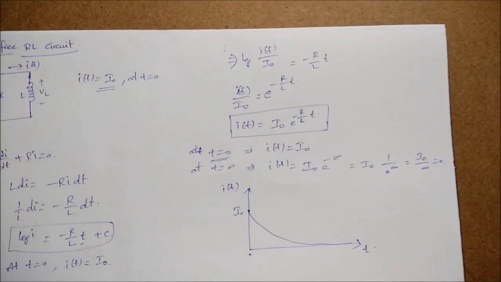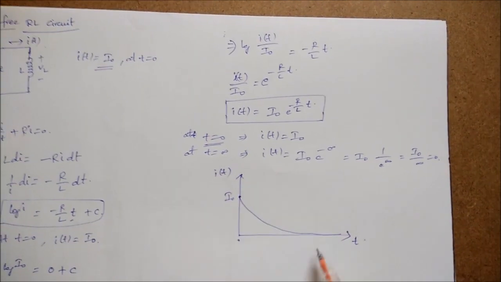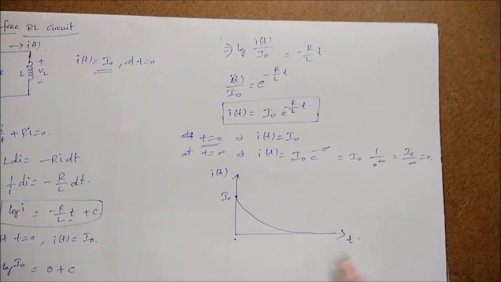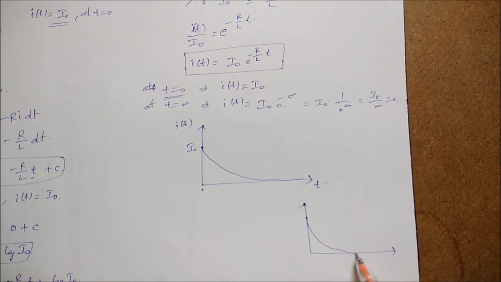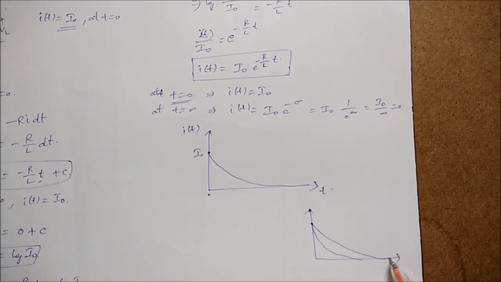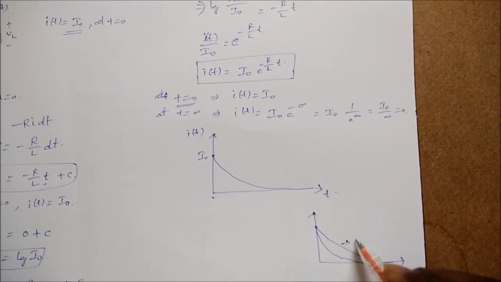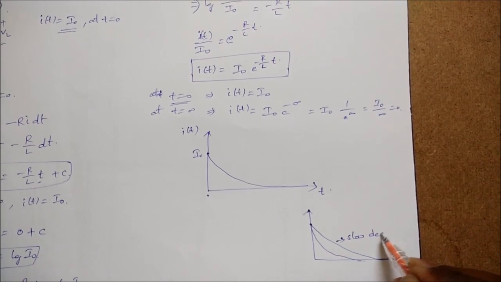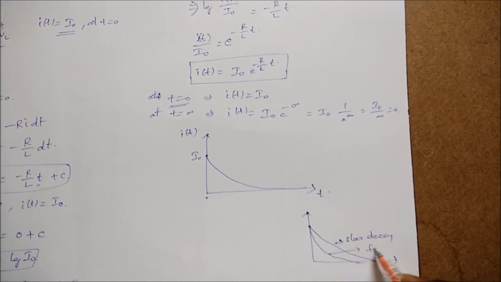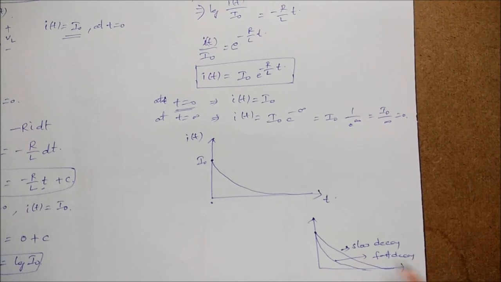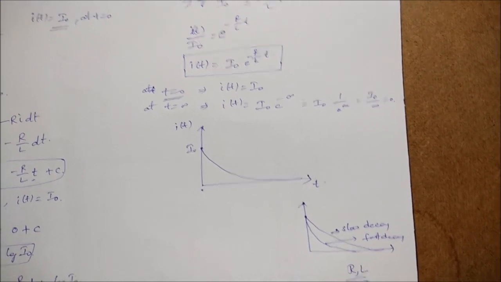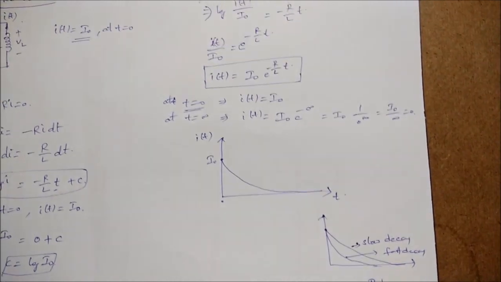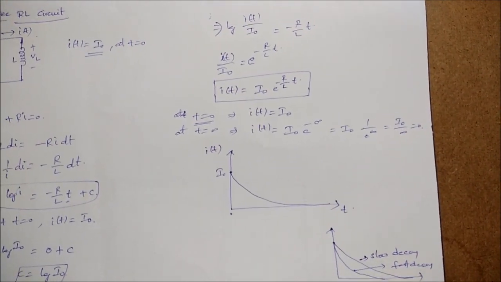So the curve may decay in two different ways. I will show here. It may decay very fast or it may decay very slow. This is called slow decay and this is called fast decay. This slow decay or fast decay depends on the values of R and L.